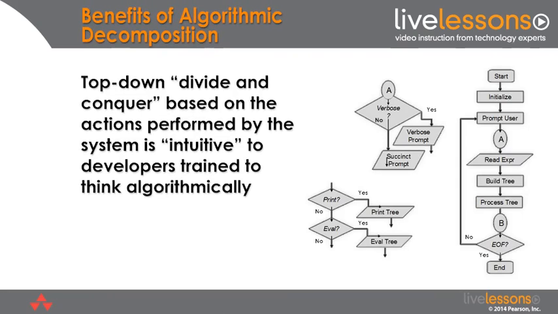There are a number of benefits to an algorithmically decomposed program. One of the benefits, this divide and conquer approach, top-down, based on the actions performed by the system, is actually relatively intuitive to developers who've been trained to think about programming and problem solving in an algorithmic manner. And that's actually very common, especially people who learned to program back in the 80s and early 90s before object orientation became quite as popular as it is today.